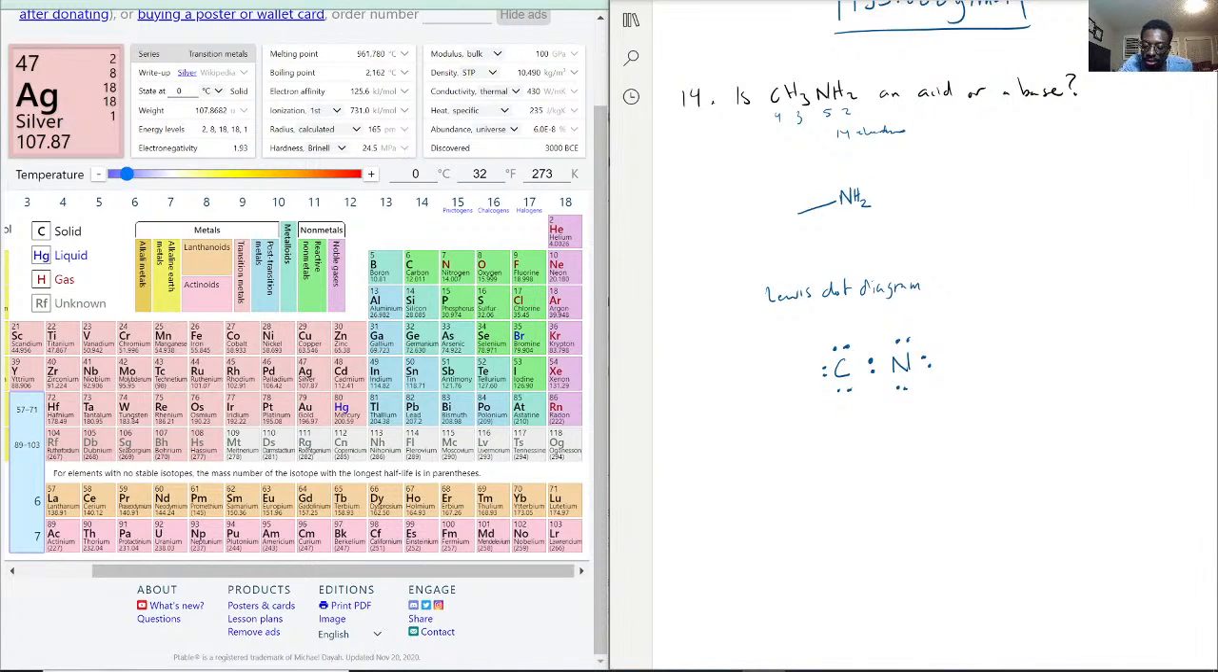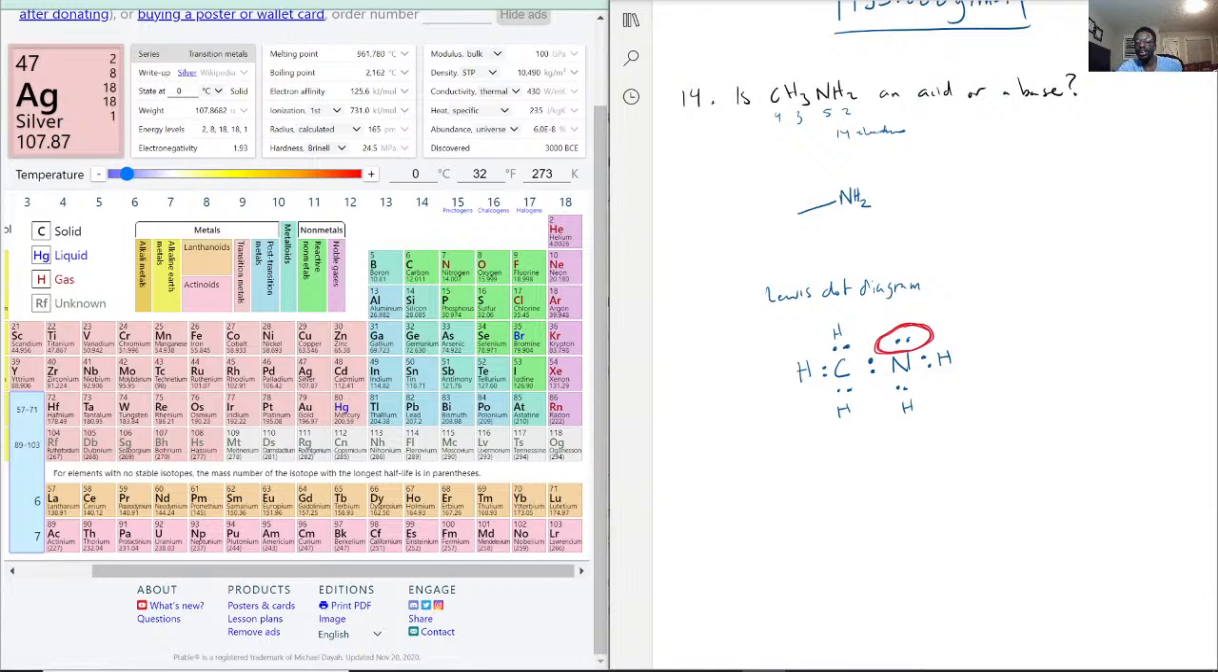Okay, so how many do we have here? We have 2, 4, 6, 8, 10, 12, 14. So this checks out for the Lewis dot diagram. So now the definition of a Bronsted-Lowry base is that it has a place to accept, like it has lone pairs, actually, which, funny enough, is exactly what nitrogen has. A big lone pair just right there.